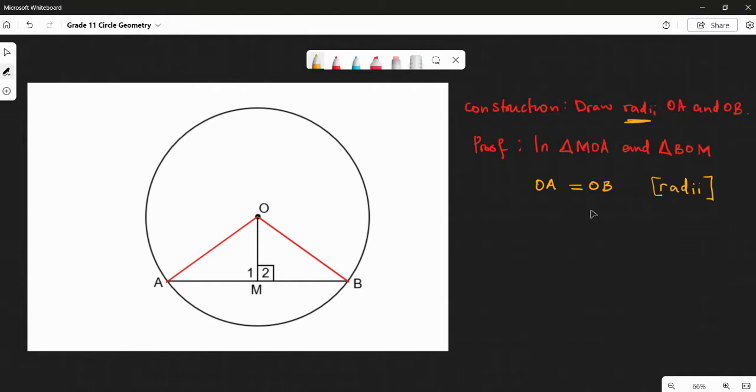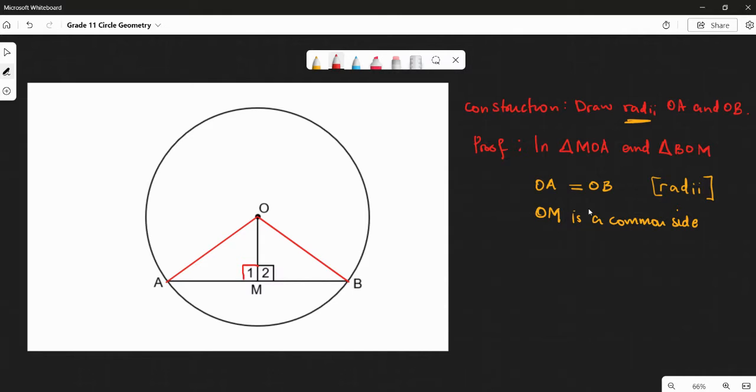Radii means that, as we know, the radii in a given circle are equal. And again, we are seeing a common line. OM is a common side between the two triangles. And thirdly, we see that they told us that OM is perpendicular to AB. That means there's a formation of 90 degrees. We can then also conclude that here we also have a 90-degree angle.